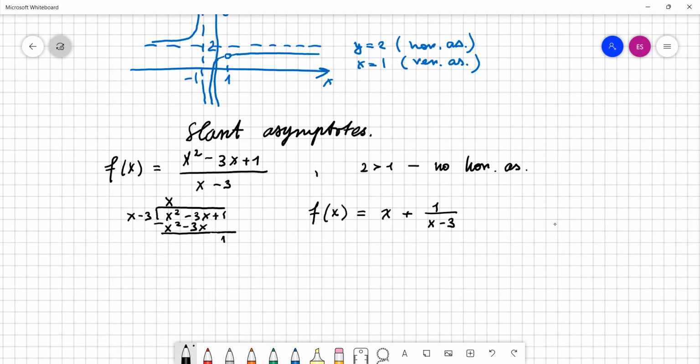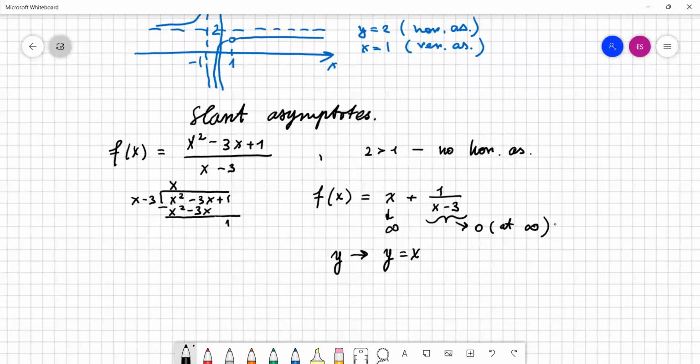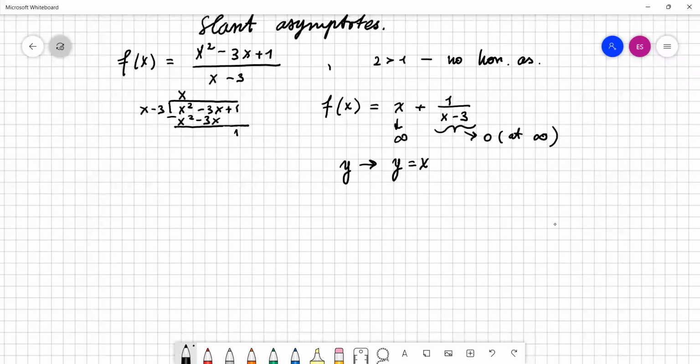Well, I see that when x goes to infinity, this will go to 0, but this will go to infinity. So there is no horizontal asymptote. f of x is not becoming any constant line, but it's becoming the line y equals x. y goes to the line y equals x. This is called a slant asymptote because it's still a straight line. Slant asymptote: y equals mx plus b. Not horizontal, but an inclined line, actually. That's slant.